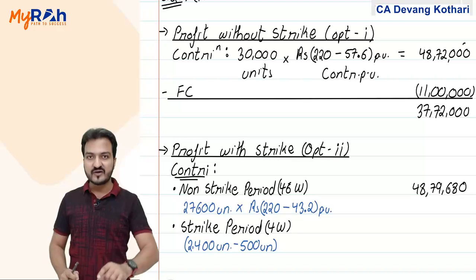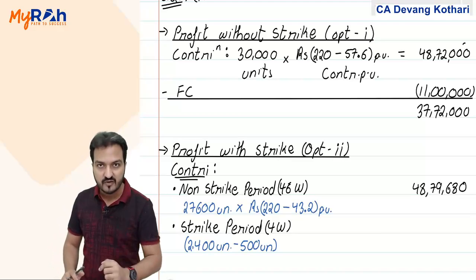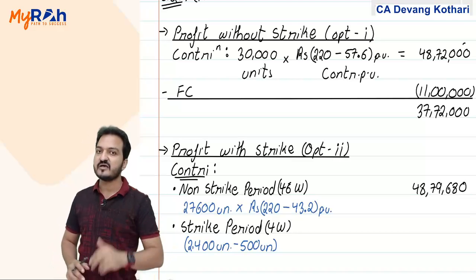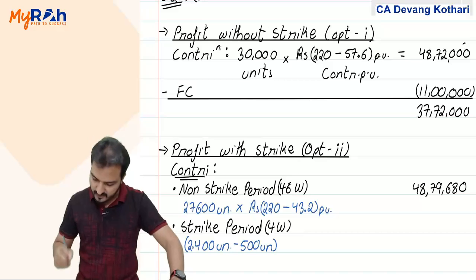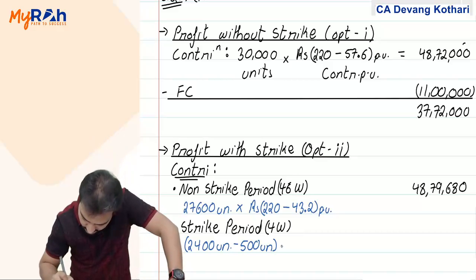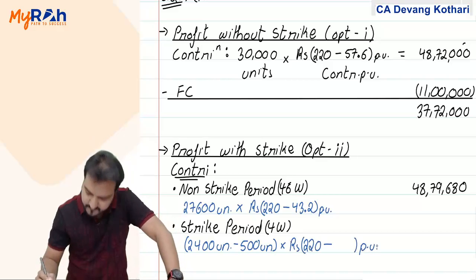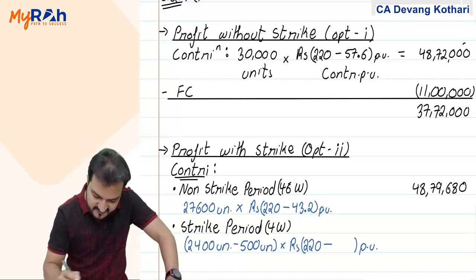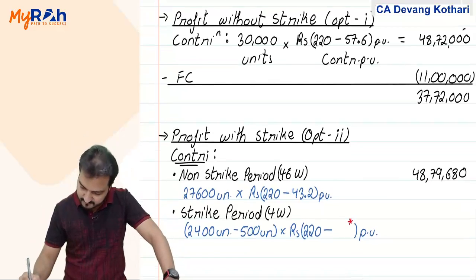And because of overtime, I had to pay extra wages, plus I had to pay overtime premium, plus there was less efficiency also. What is the extra cost during this time? We need to find out. On that, I earn a contribution of 220 minus the extra cost. Now, what is the extra cost during this time? I need a working note for that.